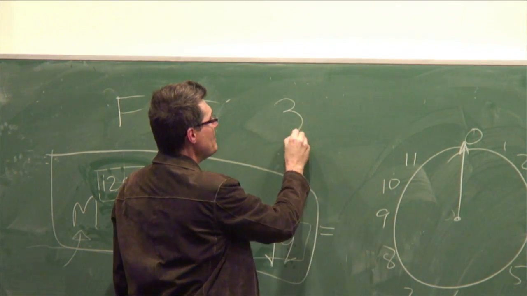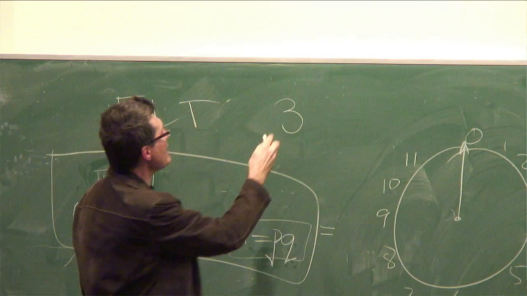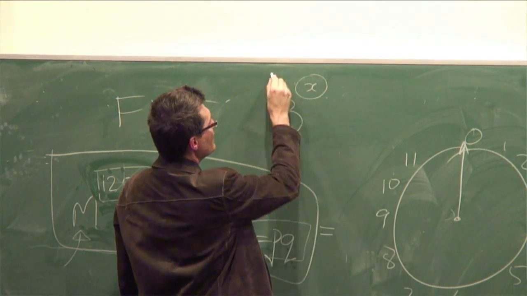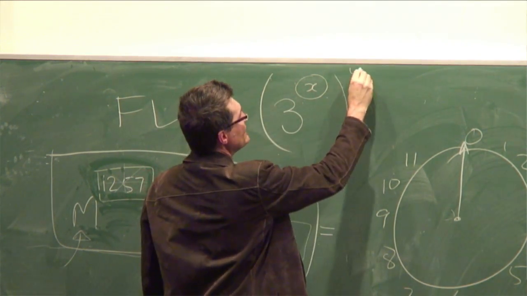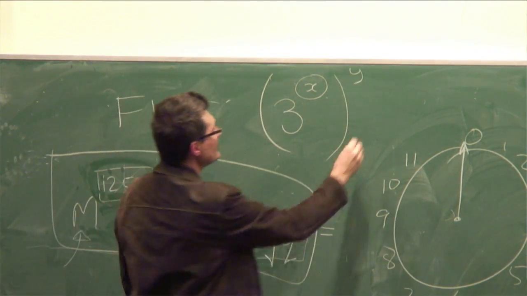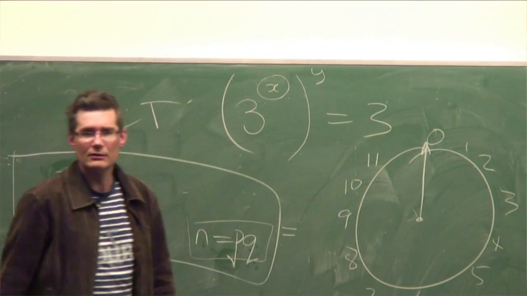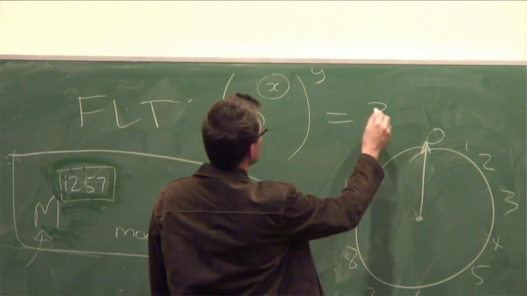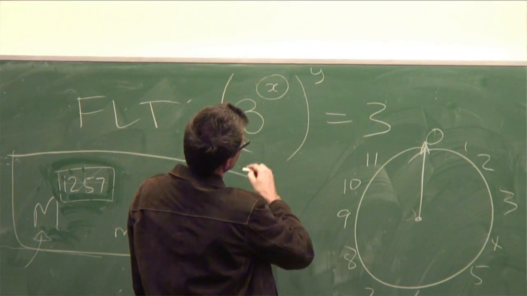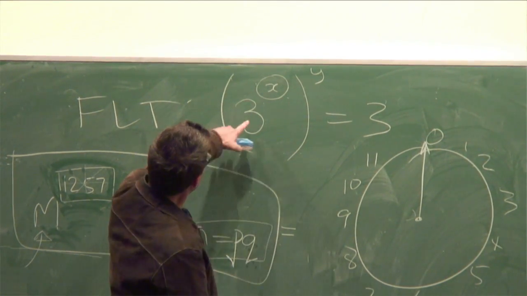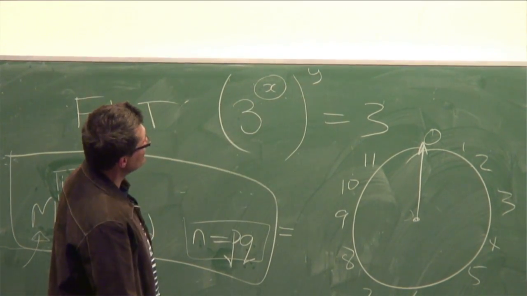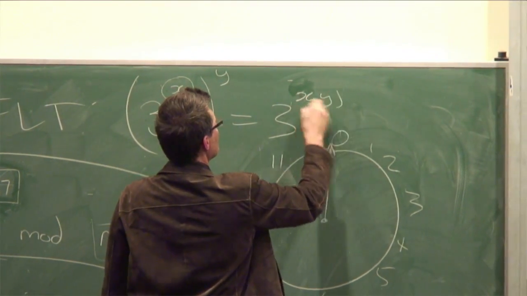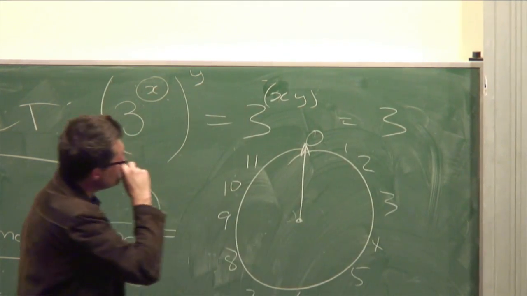Okay. I've got a message. Maybe my message is 3. Now, I want to raise it to some power called x, and then I want you to be able to raise what you get to some power called y, and at the end, I want you to get 3 back. Does that make sense? So, in other words, 3 to the x to the y, what's that the same as? 3^(xy). I want 3^(xy) to be the same as 3.